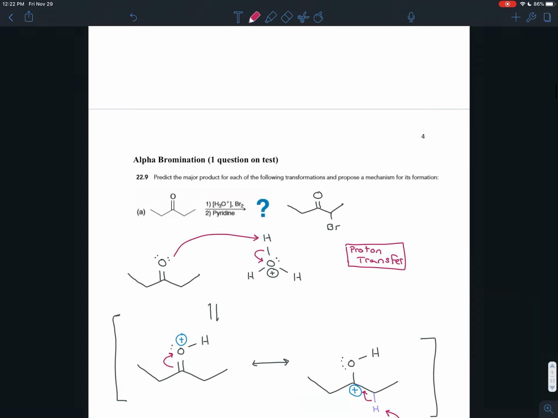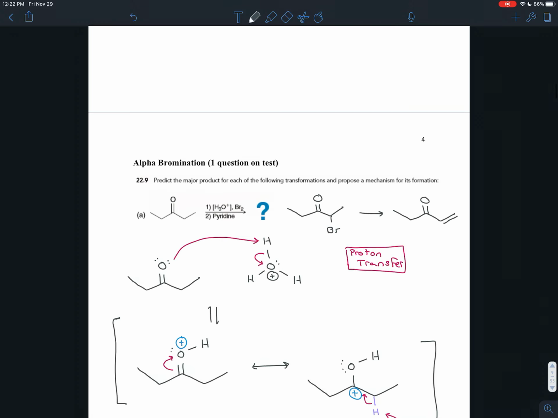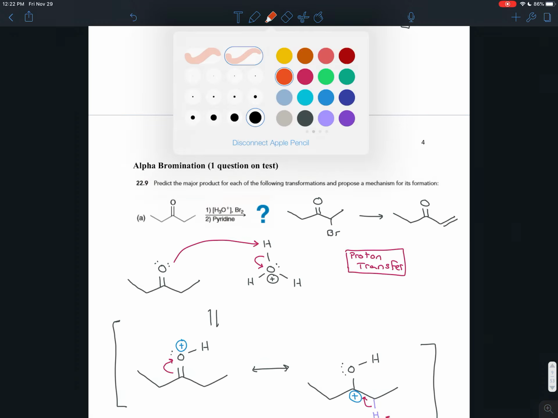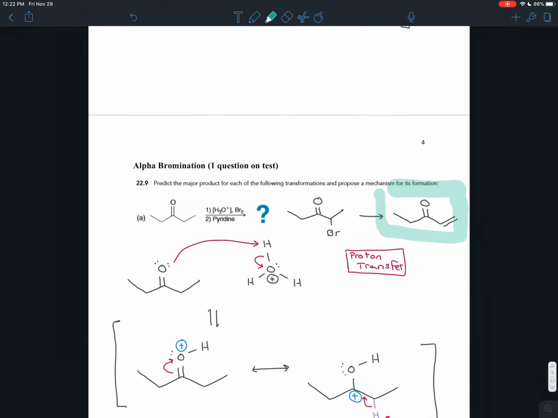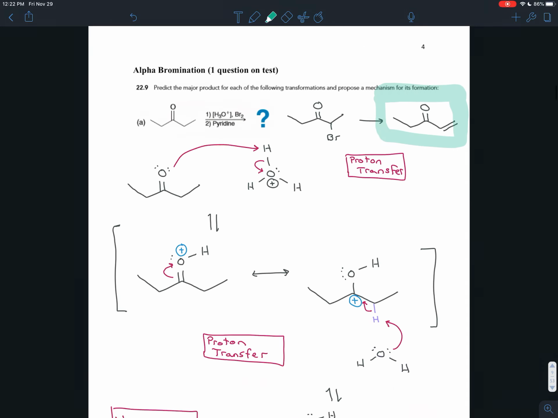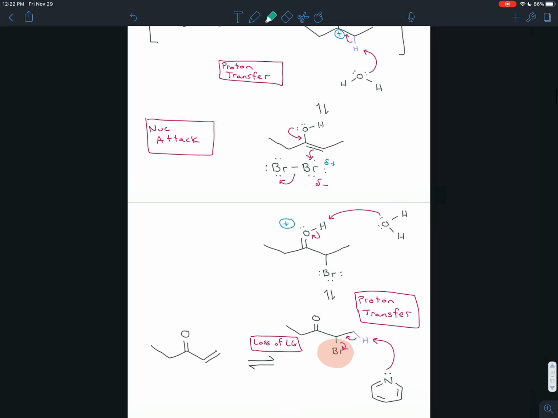So in the first step, we do keto-enol tautomerism. That turns the alpha carbon into a nucleophile. And then it can attack bromine and give you this alpha brominated compound. And then in the second step, that's just a base, and that does an elimination reaction. Gives you an alpha-beta unsaturated ketone. So your final product for this one would be this here, and the mechanism is drawn out below.